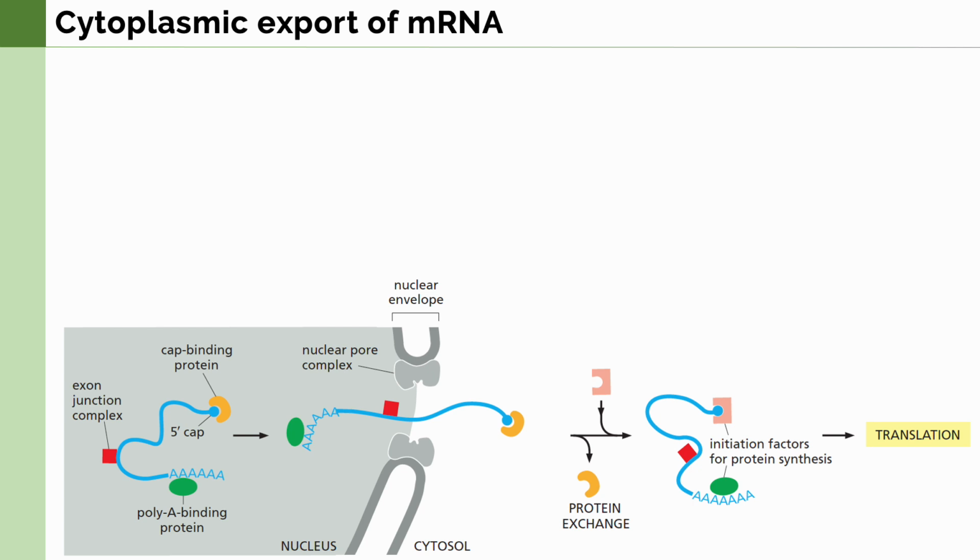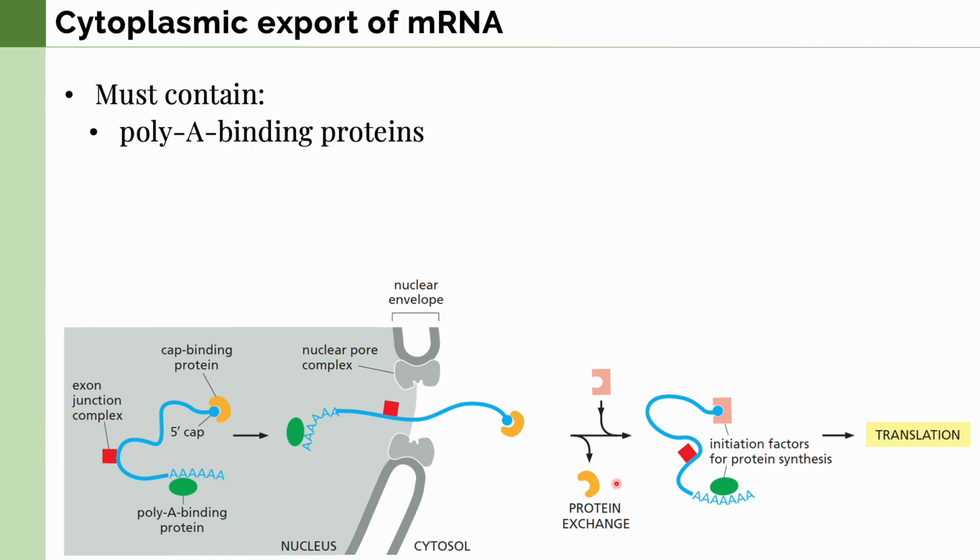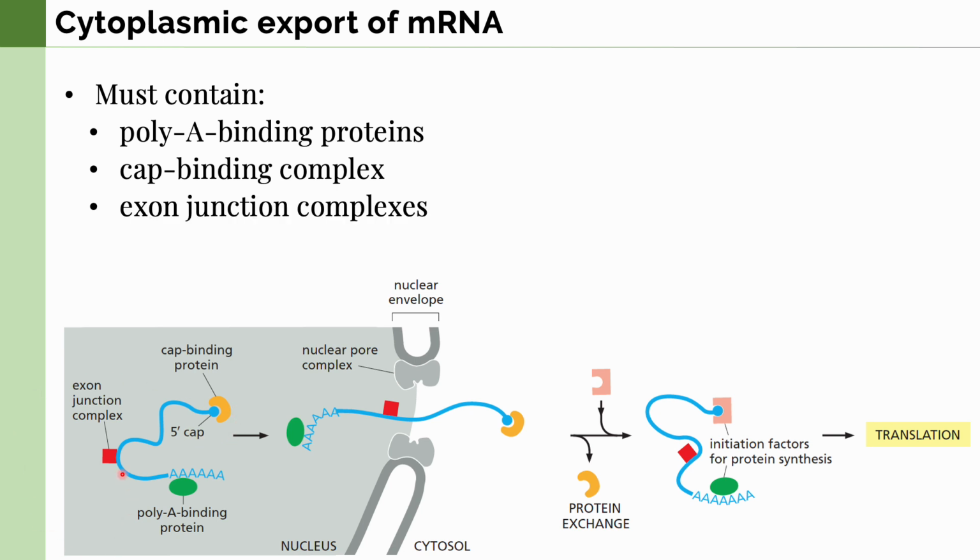Finally, let's talk about the different requirements for cytoplasmic export of mRNA. mRNA must contain three things to be exported into the cytoplasm, and these are the poly-A binding proteins, which bind to our poly-A tail, the cap binding complex or cap binding protein, which binds to the 5' cap, and our exon junction complexes, which indicate that the mRNA has gone through the appropriate splicing.